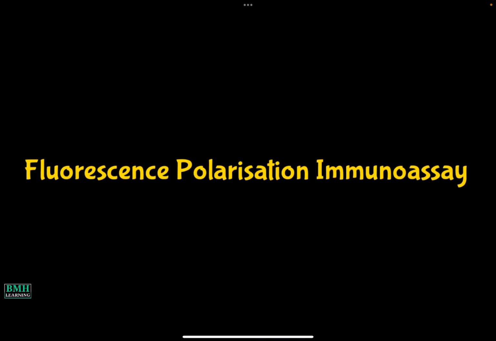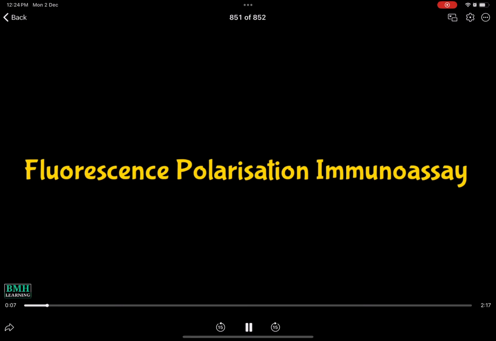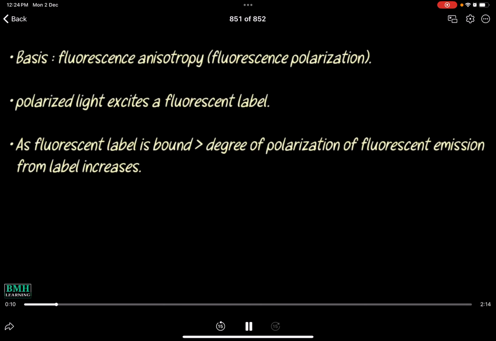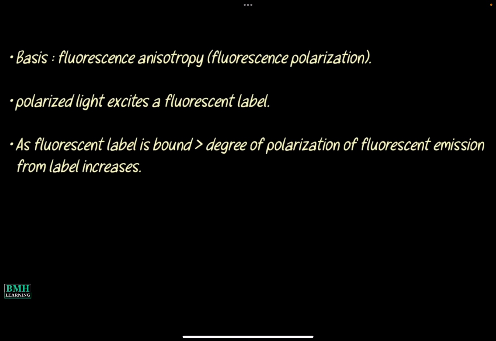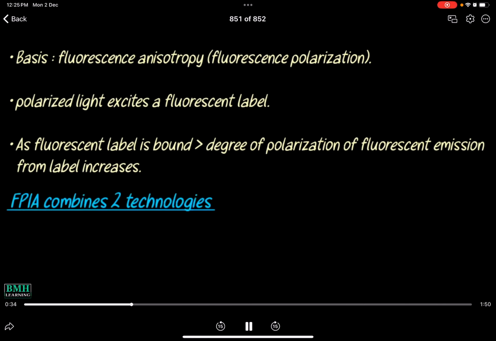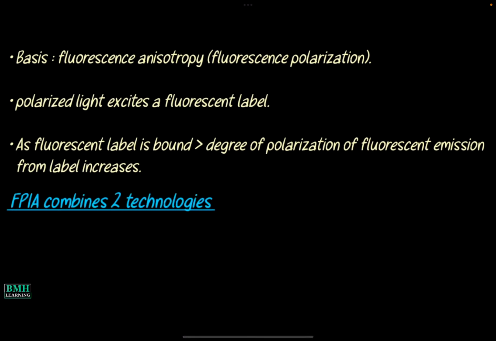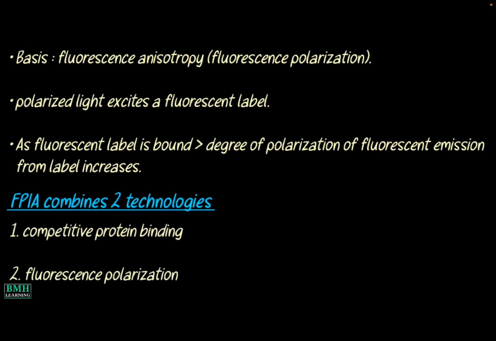This video is about fluorescence polarization immunoassay. The basis of the assay is fluorescence anisotropy, also known as fluorescence polarization. In fluorescence polarization immunoassay, polarized light excites a fluorescent label. As this fluorescent label is bound, the degree of polarization of the fluorescent emission from the label increases. FPIA combines two technologies to determine analyte concentration. First is competitive protein binding, and the second is fluorescence polarization.